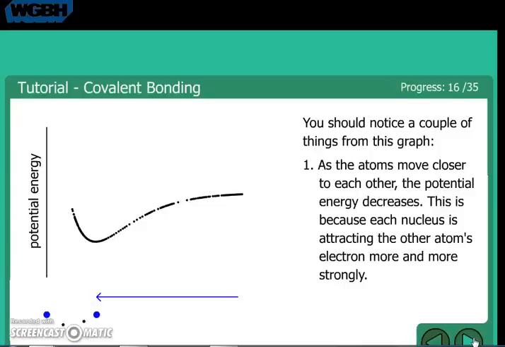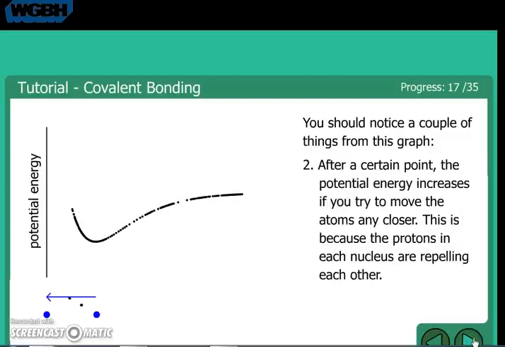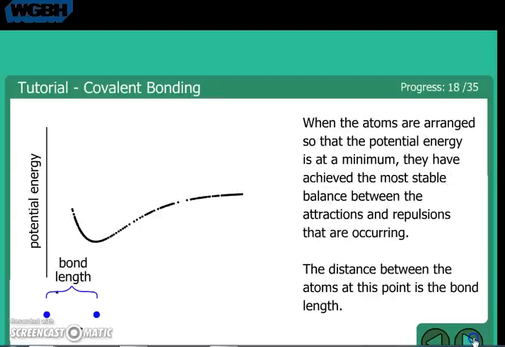You should notice a couple of things from this graph. As the atoms move closer to each other, the potential energy decreases. This is because each nucleus is attracting the other atom's electron more and more strongly. You should also notice after a certain point, the potential energy increases if you try to move the atoms any closer. This is because the protons in each nucleus are repelling each other.